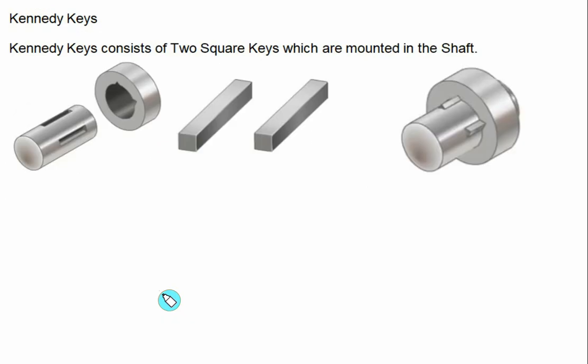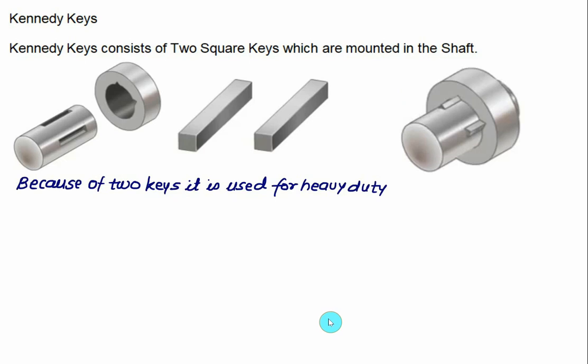Kennedy keys are normally used for very heavy duty. It consists of two square keys which are mounted in the shaft. For this purpose we have to make two square recesses, half in the shaft and half in the hub. In these two recesses we insert the two Kennedy keys. This figure represents the final assembly. So the Kennedy key consists of two square keys mounted in the shaft and they are commonly used for heavy duty. If you want to transmit very heavy power, in that case we can think of the Kennedy keys.